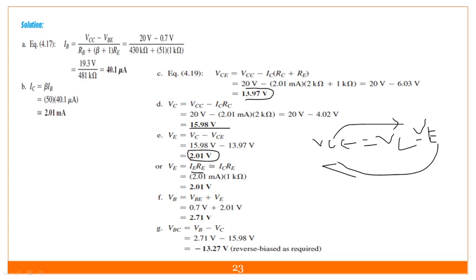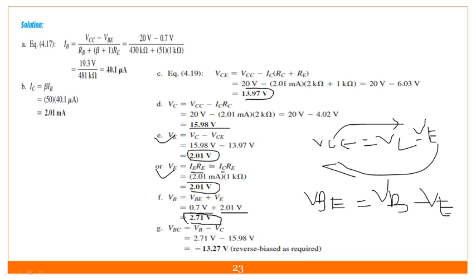Or VE is how much? Calculate IE, and IE is nothing but IC. If I multiply IE with RE, I will again get 2.01 volt. You can use either this technique or this technique. Then VB is equal to what? How are we calculating? VBE is equal to VB minus VE. So from this I will calculate the value of VB. VB is nothing but VBE plus VE. So VBE is how much? 0.7 volt, and VE is how much? 2.01 volt. So from this I will get the value as 2.71 volt. We are getting 2.71 volt.